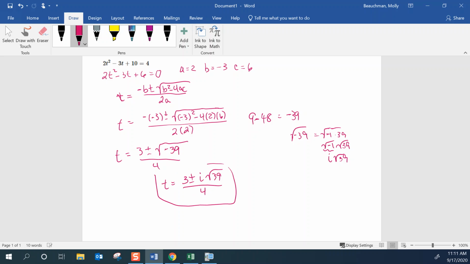A couple of errors I noticed were with writing i inside the square root. If you're going to write i on the other side of the square root of 39, make sure your square root of 39 is distinct and away from the i, instead of the square root typing 39i.